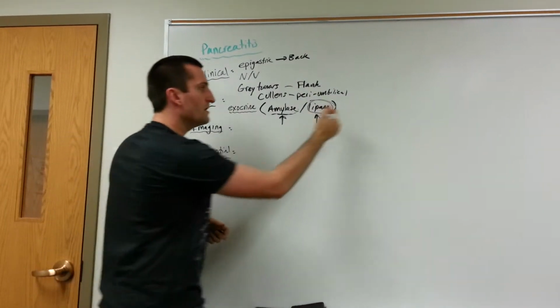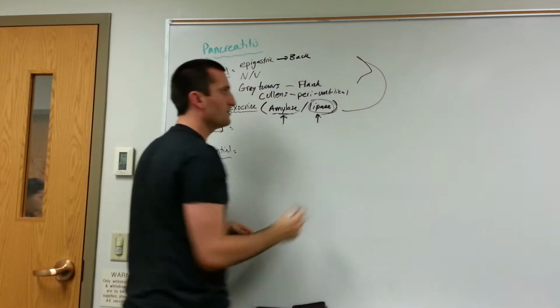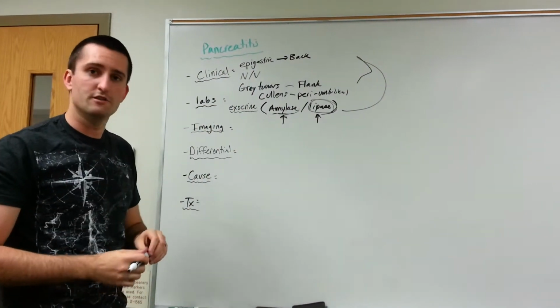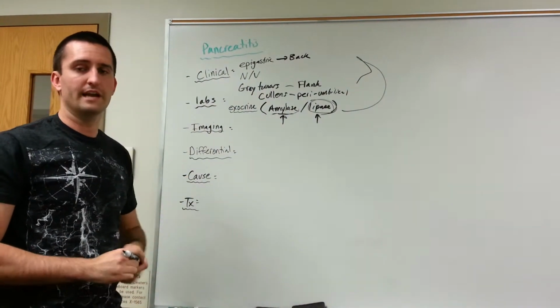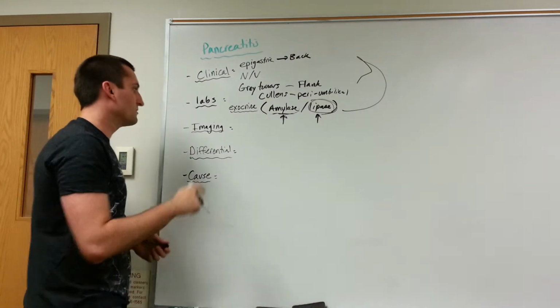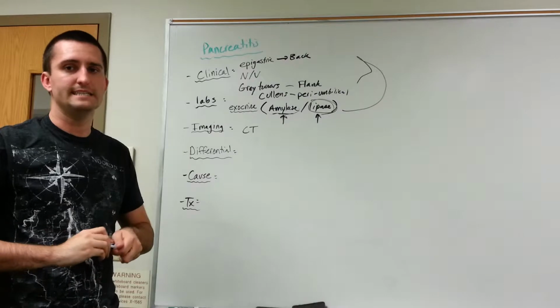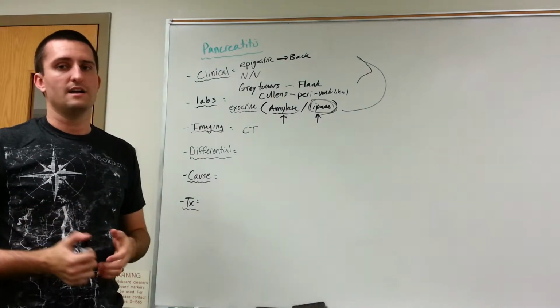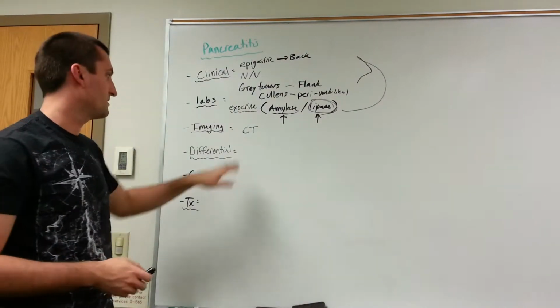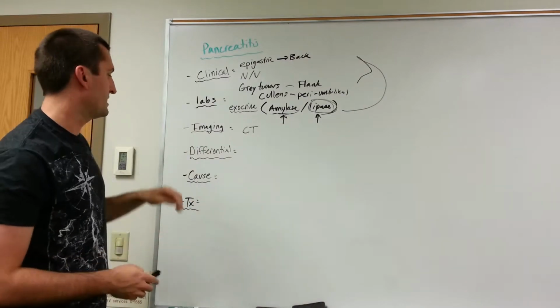So then you're going to go to the clinical presentation. Do they have these symptoms? If so, then you may want to consider ordering imaging. Now, what's going to be the gold standard? It's going to be a CT. So an abdominal CT, that is going to be your initial screening with imaging.